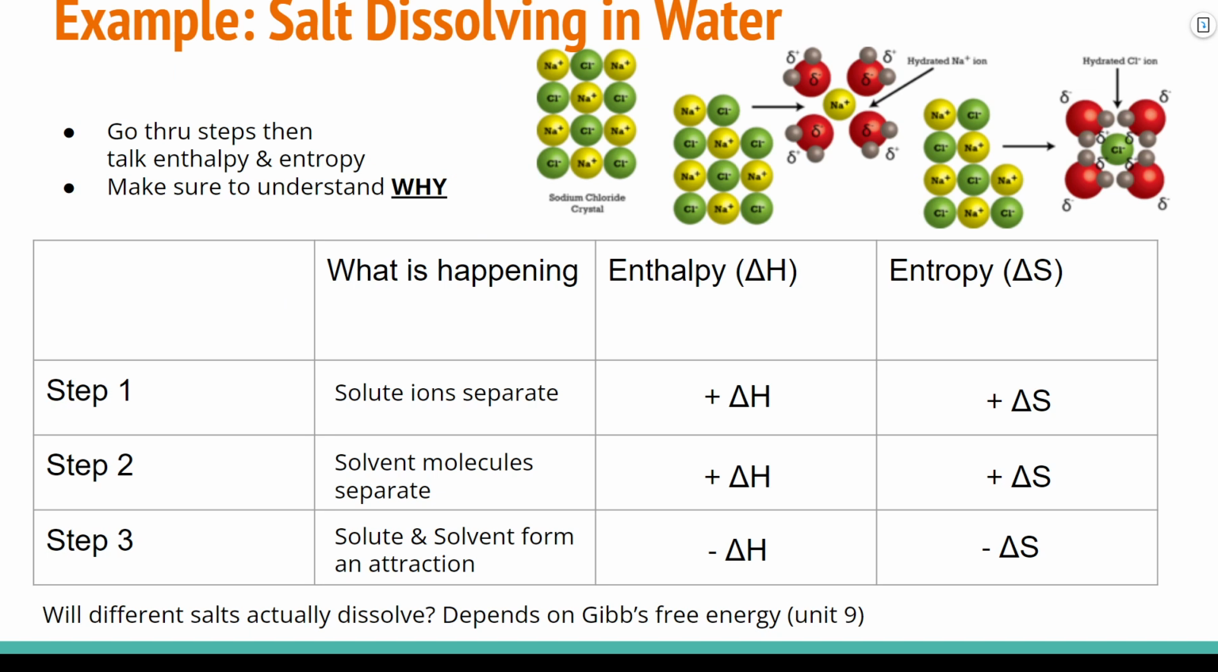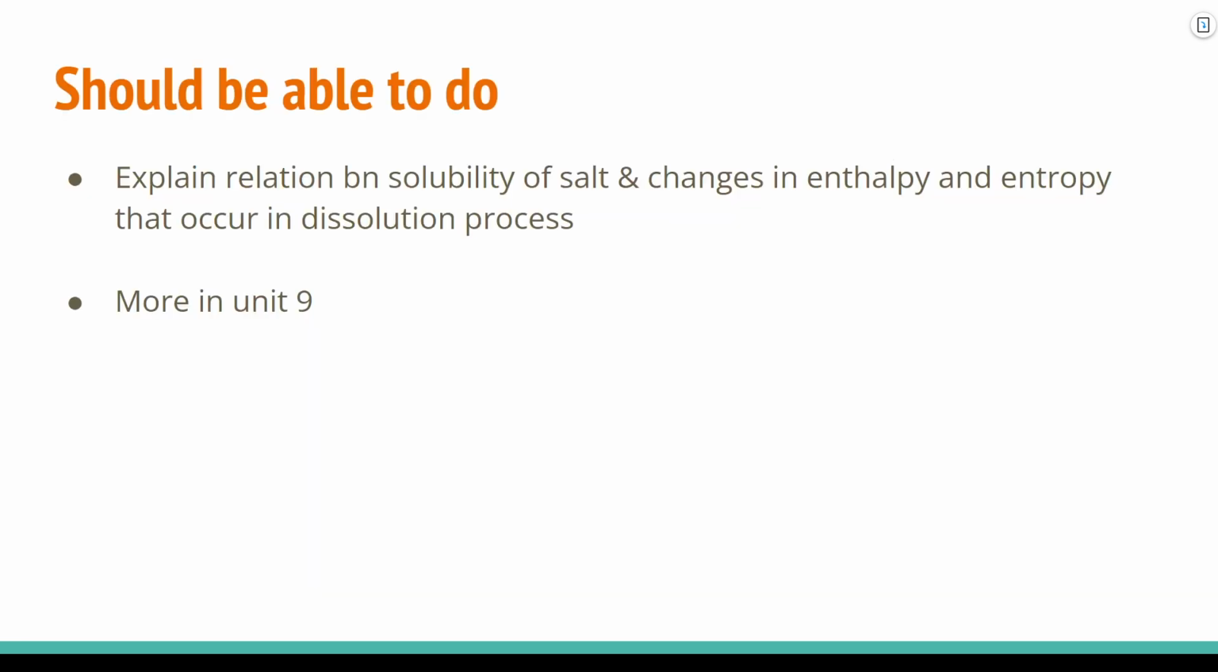Again, you should be able to explain this process and what's happening to delta H and delta S. And then, like I said, we're going to do this in Unit 9 where we learn how to use these values and see if a process is actually going to happen. Okay, quickie section.